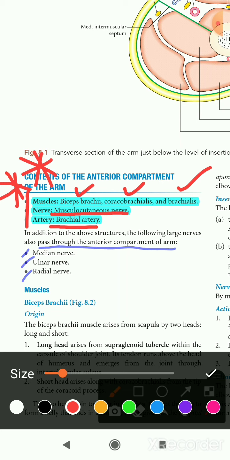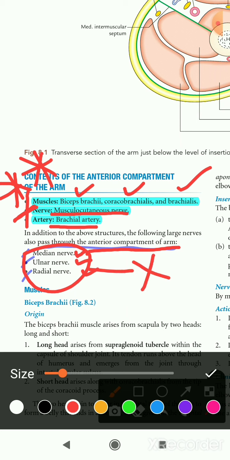Besides this, some other structures pass through the anterior compartment of the arm. The median nerve and ulnar nerve also pass through this anterior compartment, but the main nerve supply is the musculocutaneous nerve. These nerves just pass through this compartment, so they are not the nerve supply of the anterior compartment. The nerve supply is the musculocutaneous nerve. That means they only use this route.